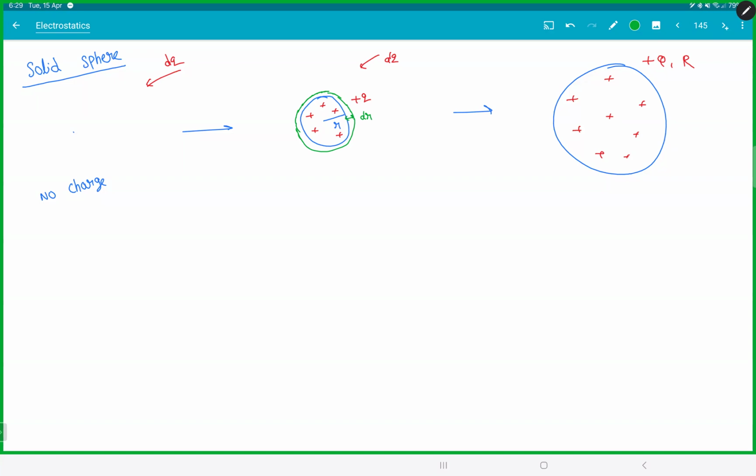So initially there was nothing. You bring dq, put it in the center. Next time when you bring dq, put it around it. Next dq, put it around it. So every time you're making a small shell and placing it on top, like an onion, layer upon layer. The previous one was easy. The radius was always fixed. Now here the radius is also changing. Try, I'll give it 2 minutes.